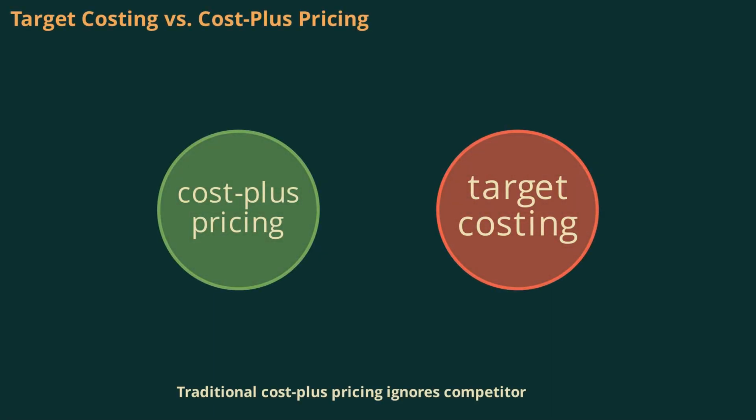Traditional cost plus pricing ignores competitor pricing and customer willingness to pay, often resulting in products that are overpriced for the market. Target costing addresses these limitations by starting with the market price and working backward to determine allowable costs.